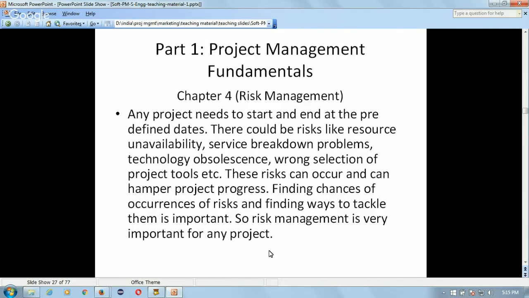Then technology can become obsolete. Then project tools are selected wrongly, and there are some of the risks. There are many types. We will see all of them later. So any risk which can occur will hamper project progress, and so the project will be at risk of failing. So to ensure that the project progresses well, you need to keep tracking the risk which can occur and find solutions which can avoid this risk, or if risk occurs, then minimize the impact of the risk on the project.